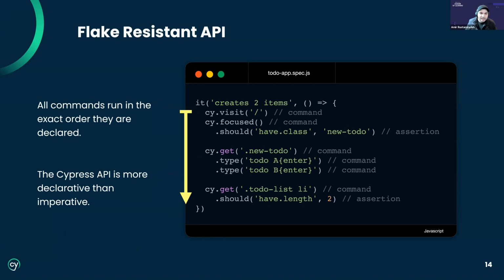Now, along with all that, Cypress does another interesting thing in how it executes your test code: it runs your test code in a deterministic manner. So the order in which all these commands will run is exactly how I've written them here. This makes Cypress more of a declarative API than an imperative one, because Cypress will look at this code and say, not just execute it right away.